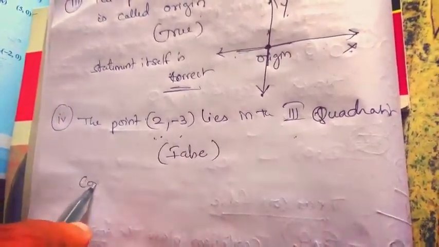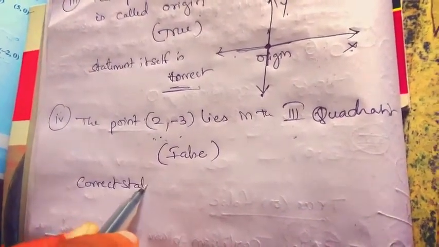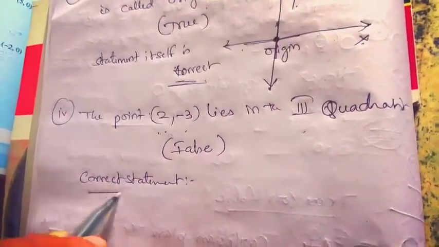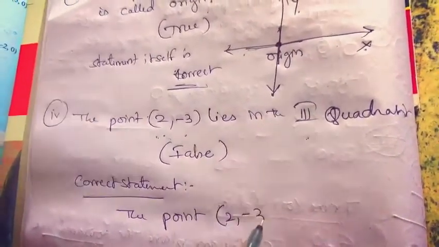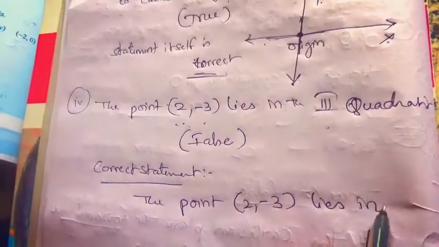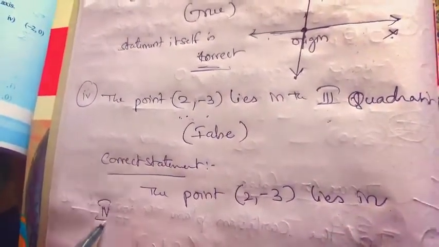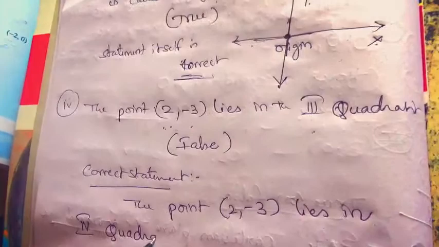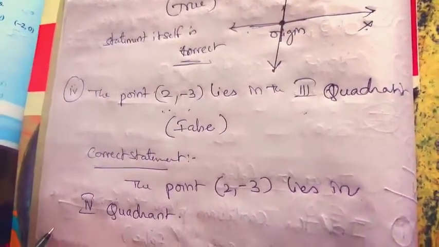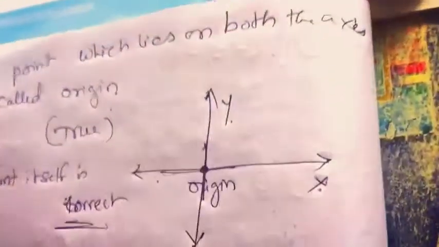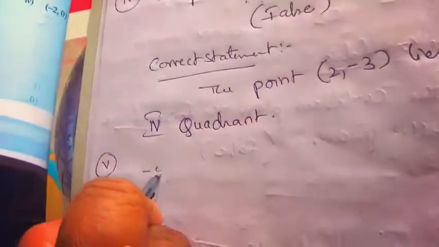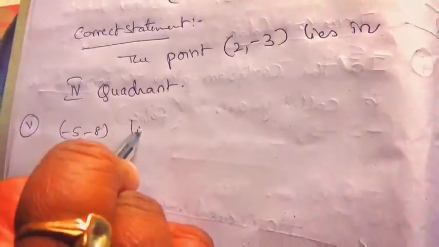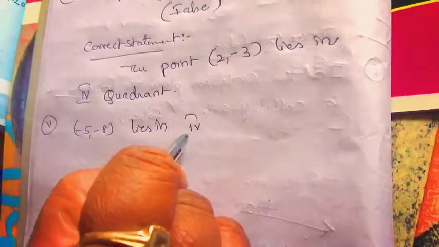What is the correct statement then? The point (2, -3) lies in the fourth quadrant. Okay, that is the correct statement. Fifth one. What is fifth? The point (-5, -8) lies in the fourth quadrant.